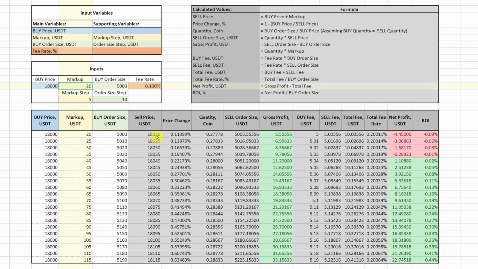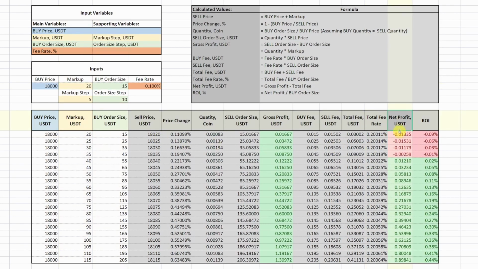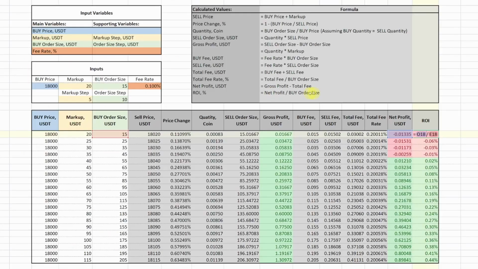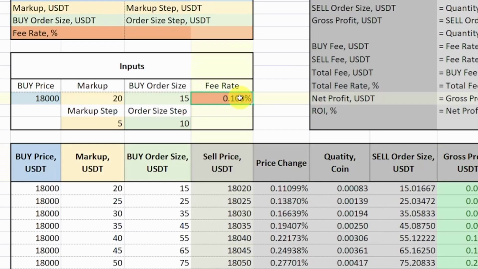Lastly, we have the net profit, which is gross profit less the fees, and also the ROI, which is return on investment. I've calculated this per this formula, and I've included it here just because I can. See, both columns are color-coded to show profit or loss. By the way, we'll take a closer look at ROI and what it means in a later video. Now let's play around with this beauty of a spreadsheet and see what it tells us.